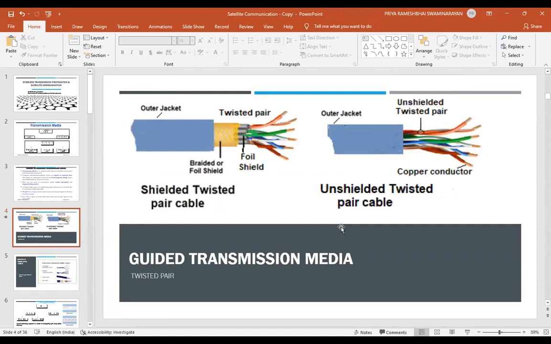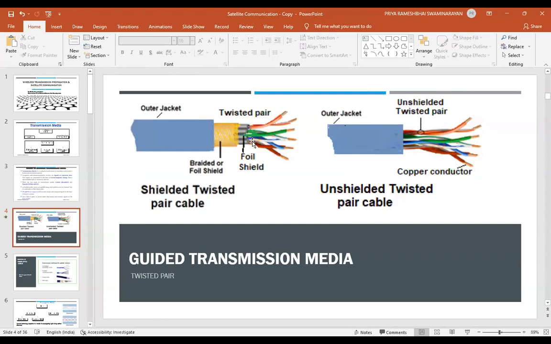Now, students, this is the figure of twisted pair. In the case of twisted pair, we can divide it into two categories: shielded twisted pair and unshielded twisted pair. Now, how can we differentiate these two? In an unshielded twisted pair, there are only two layers. This is the actual cable.